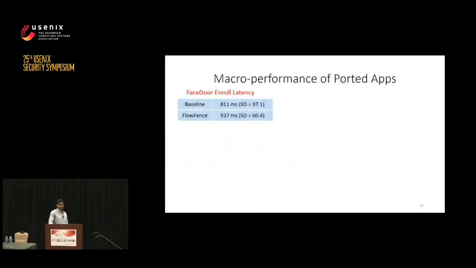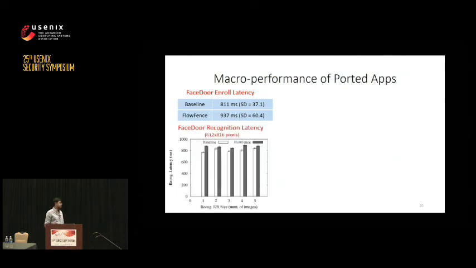Finally, in terms of the macro performance factors, we studied end-to-end latency for FaceDoor, which we define as the time the app is given a bitmap until the time it computes these feature vectors. And we see approximately 100 milliseconds increase in latency due to the QM call latency as well as the inter-process transfers. We also looked at recognition latency, which is the time the app is given feature vectors and then it does a matching in a database. And on average, we see a very reasonable increase in latency.